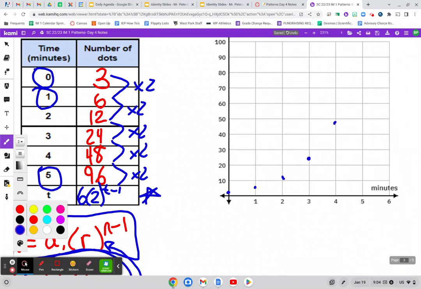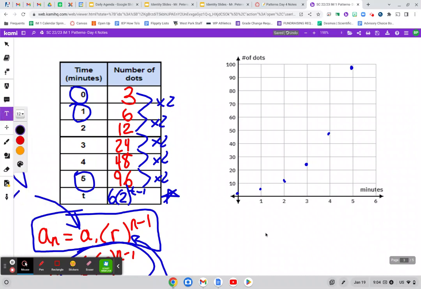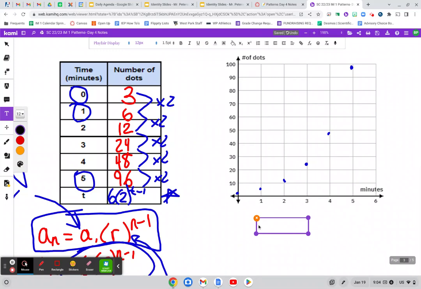Hopefully you're seeing here that this is not straight. This is not linear. This is different, right? Arithmetics are linear. This right here is kind of curvy. I hear a lot of students say that. It's curvy. It's not straight. Now, when it's curvy like this, it is not linear. This is what's called an exponential function.